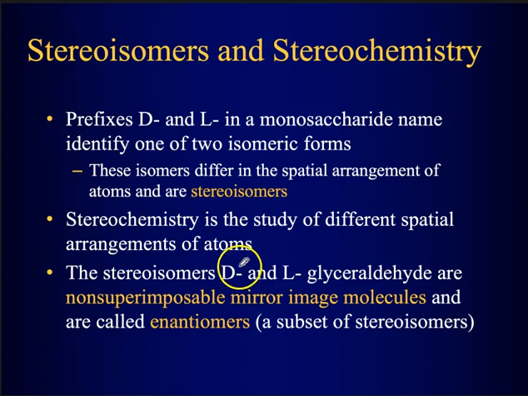But let's talk more about them with our D and L glyceraldehydes. And these are non-superimposable mirror image molecules. So they are stereoisomers, and the type of stereoisomer they are, we are going to call enantiomers. Enantiomers are basically just the mirror image of that molecule. So let me give you an example.